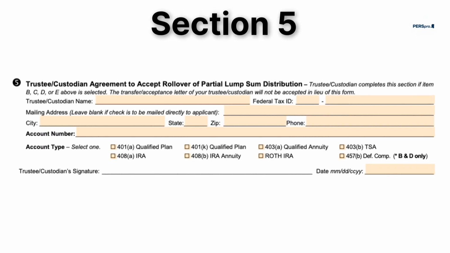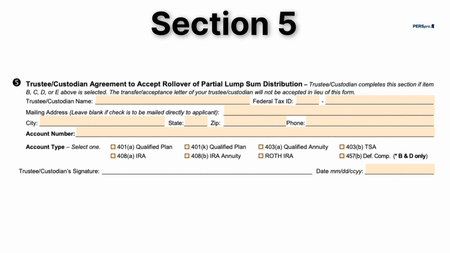Section 5 is the Trustee Custodian Agreement to accept rollover of partial lump sum distribution. If you choose a rollover strategy under option B, C, D, or E, you cannot fill this section out yourself. You must hand this form over to the financial institution, brokerage, or retirement plan trustee that is receiving your funds. Example, Mississippi Deferred Comp 457B plan.